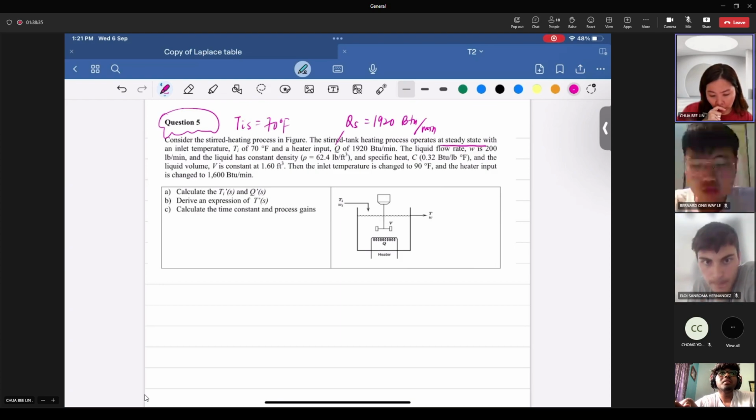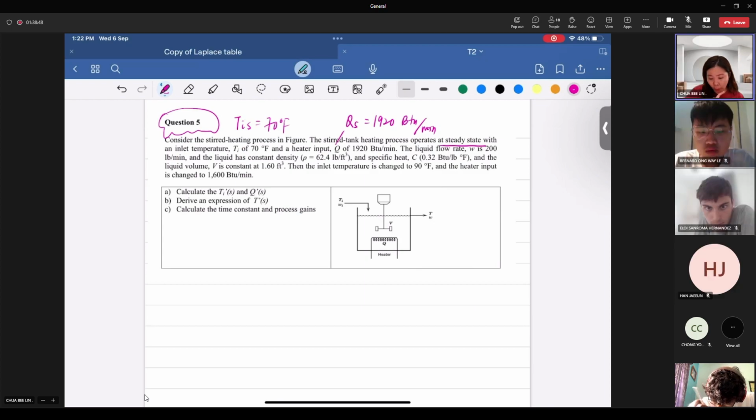And the liquid has a constant density of 62.4. So all English unit in this. Your test and final will be all SI unit. And the heat capacity of the liquid is also given, 0.32.